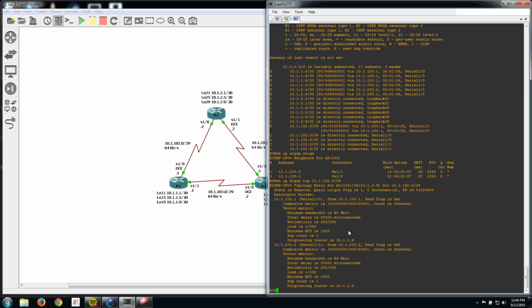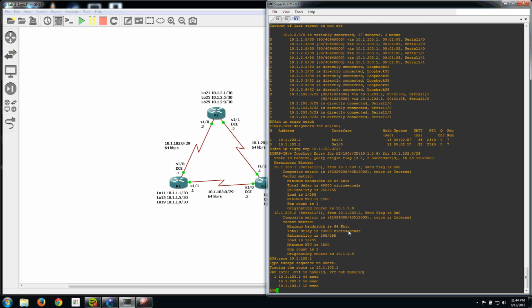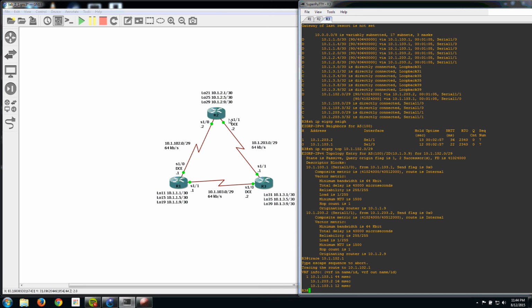So what if we do a trace route to the 10.1.102.1? Now you can see here, it goes 10.1.103.1 over here. And then it goes 10.1.203.2. So here's 203.2. And then back to 103.1. So it is bouncing back and forth between this link and this link.